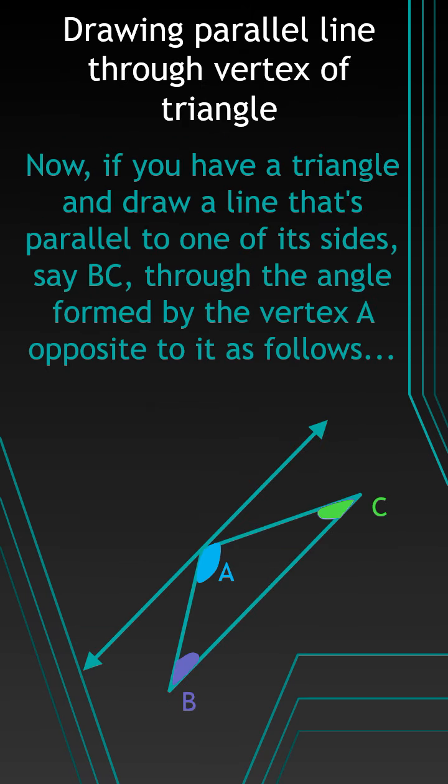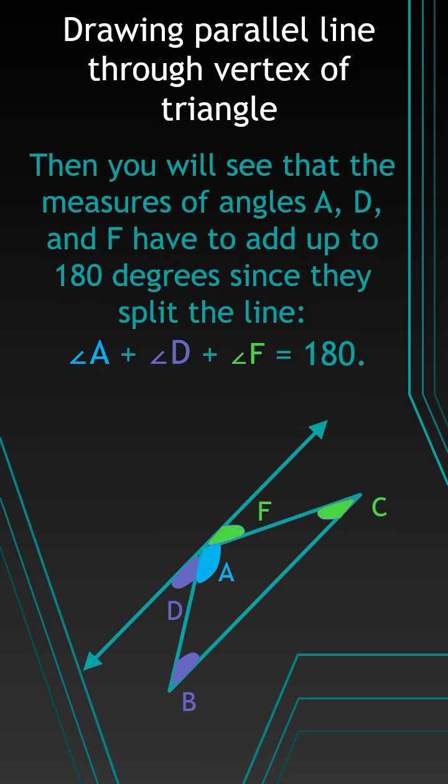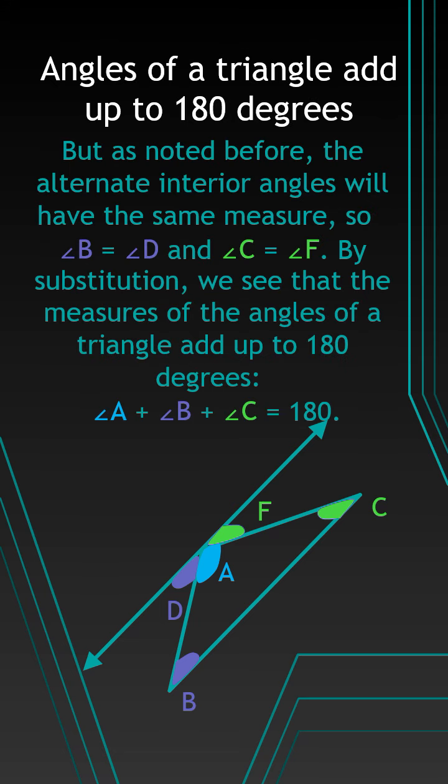Now, if you have a triangle and draw a line that's parallel to one of its sides, say BC, through the angle formed by the vertex A opposite to it, then you will see that the measures of angles A, D, and F have to add up to 180 degrees since they split the line. Namely, the measure of angle A plus the measure of angle D plus the measure of angle F equals 180. But as noted before, the alternate interior angles will have the same measure, so the measure of angle B equals the measure of angle D, and the measure of angle C is equal to the measure of angle F.